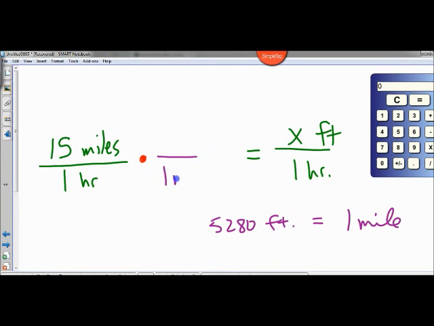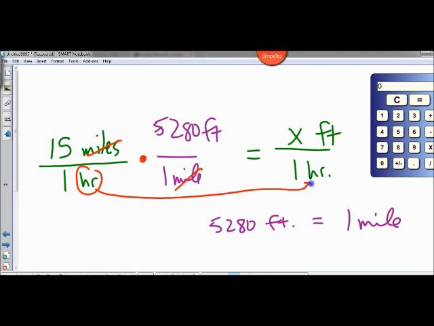So 1 mile and 5280 feet, that's going to be the masked 1 that I multiply by. Because now miles will cancel, and the denominator label left is hours, which is what I want. And the numerator label that's left is feet, which is what I want. So now the denominator is 1 times 1. I can do that. That's 1.